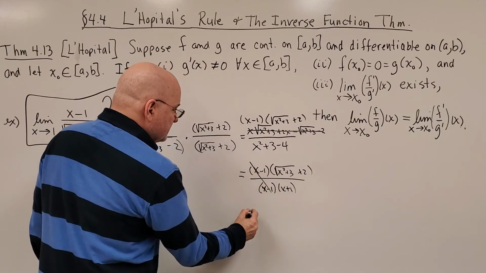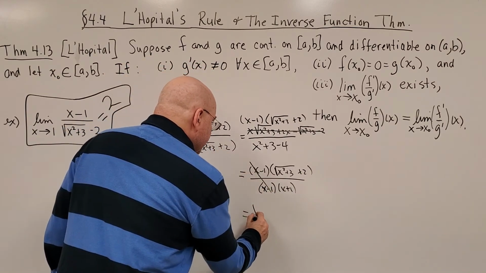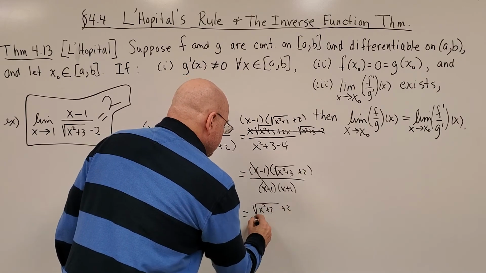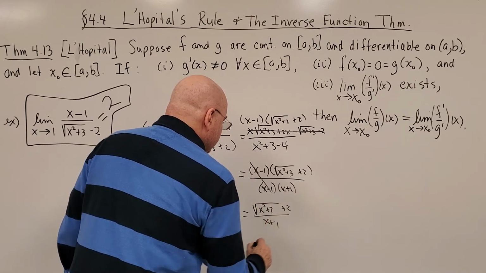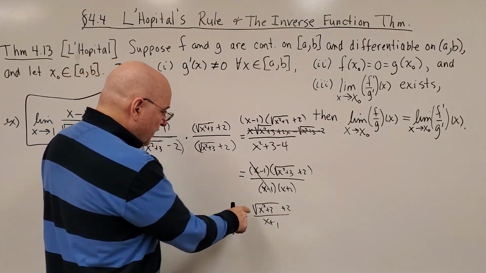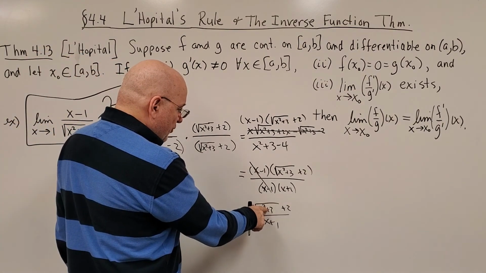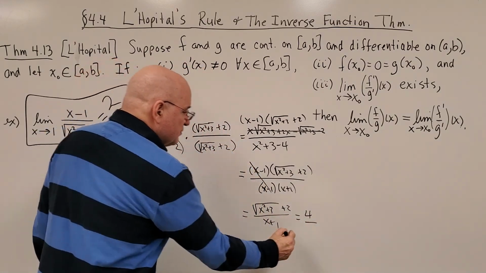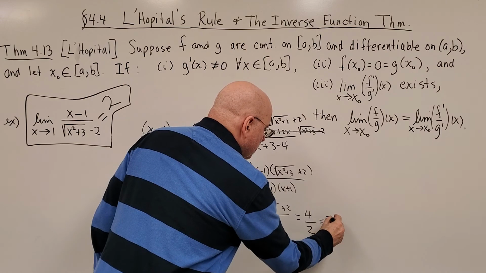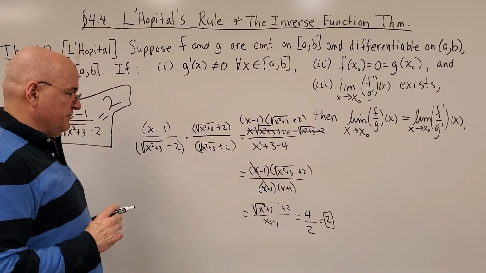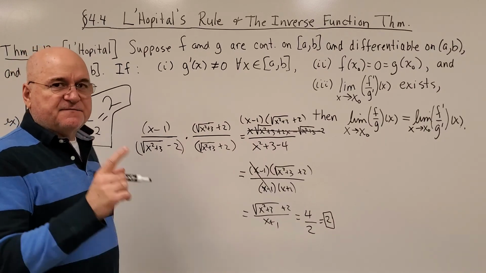So now the x minus 1's cancel out, and we get radical x squared plus 3 plus 2 over x plus 1. And now the limit of the top, as x approaches 1, would be 1 plus 3 is 4, square root is 2, plus 2 is 4. On the bottom, as x approaches 1, we get 2. And of course, we get the same answer. The limit is 2. And in the next video, we'll do the proof.